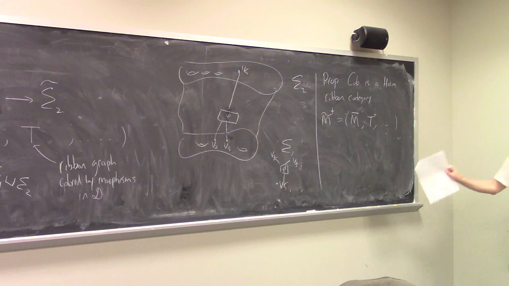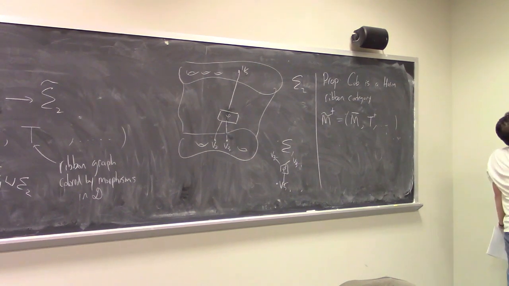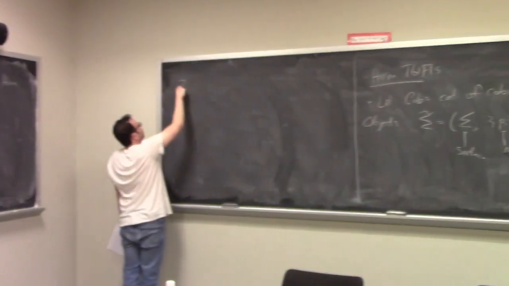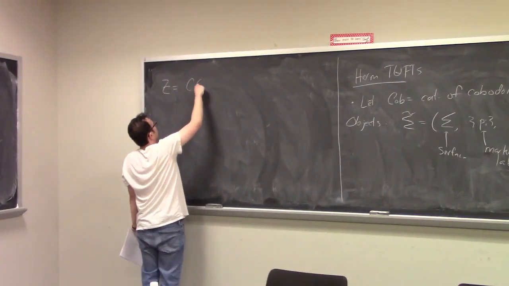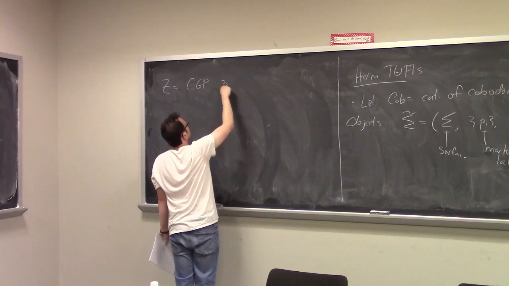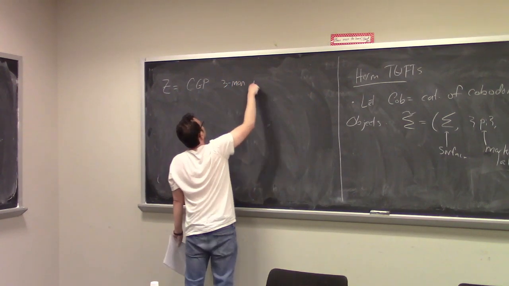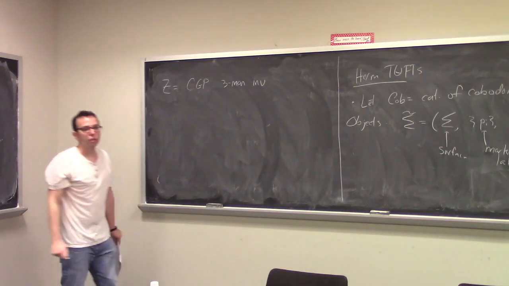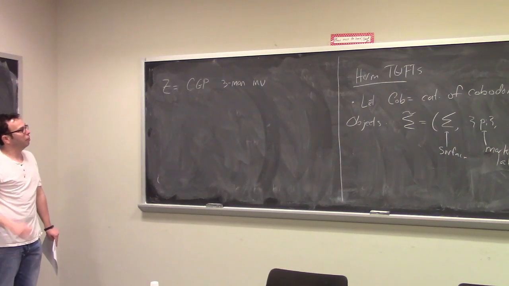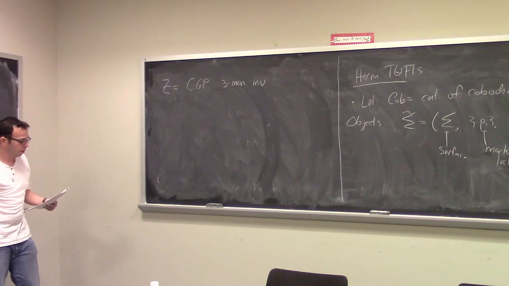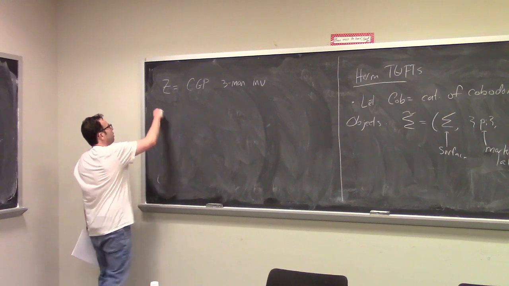Okay, so we have the topological category all set up. Now I'm going to let Z be this CGP three-manifold invariant that I discussed in the beginning. Obviously, I don't have time to define this. It's some sort of WRT type thing, but with some modifications.